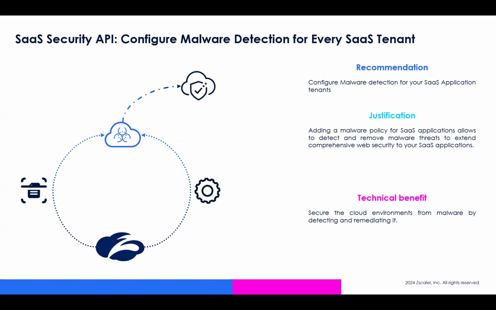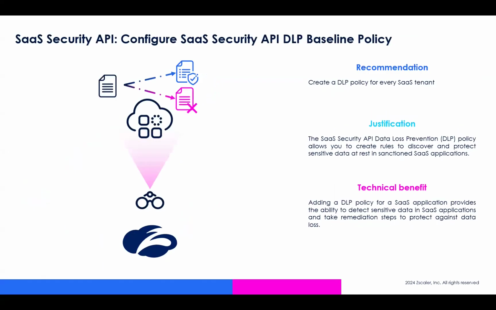Once you've onboarded tenants, you should configure malware detection for every SaaS tenant individually. Adding a malware policy for SaaS applications allows Zscaler to detect and remove malware threats to extend its comprehensive web security to your SaaS applications, securing your cloud environment from malware by detecting and remediating it. Next, you should configure a SaaS Security API DLP baseline policy, building a policy that applies your dictionaries and engines to your data at rest. Adding a DLP policy for SaaS applications provides the ability to detect sensitive data at rest in your SaaS applications and take remediation steps to protect against data loss.